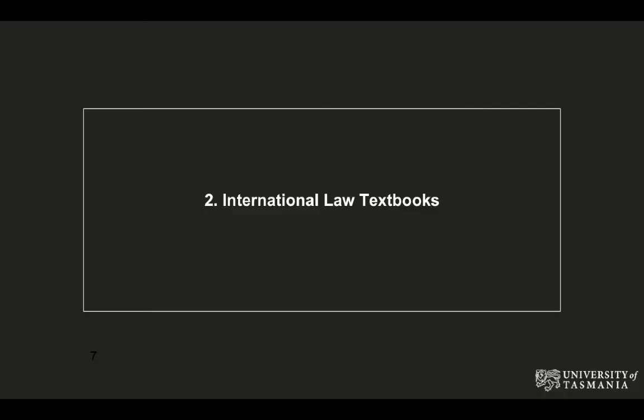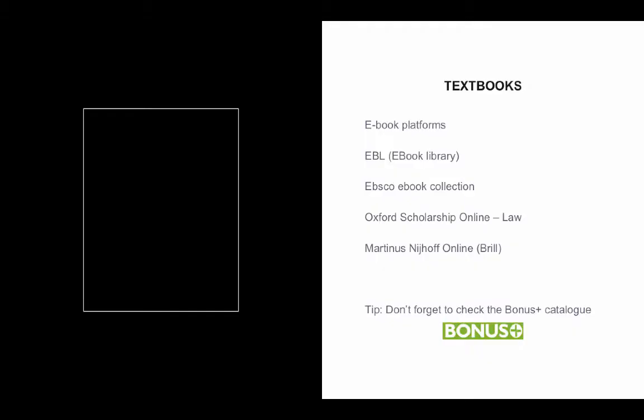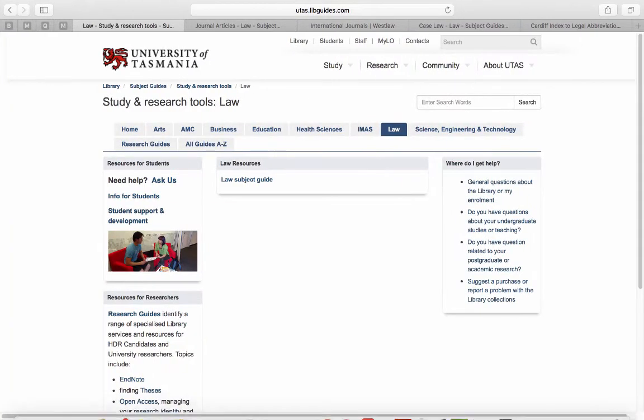International law texts and leading textbooks are also an excellent starting point for legal research. They provide analysis and discussion as well as an overview of your topic. You can locate textbooks by searching the library catalogue. We have a range of print books as well as electronic books. I'm now going to take you across to the catalogue just to show you how to search these.